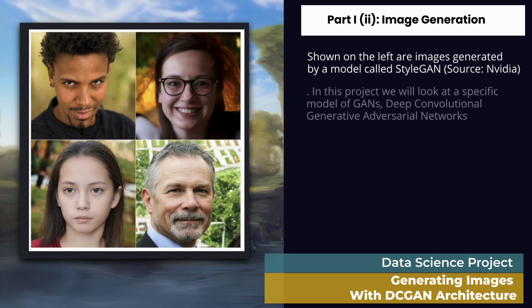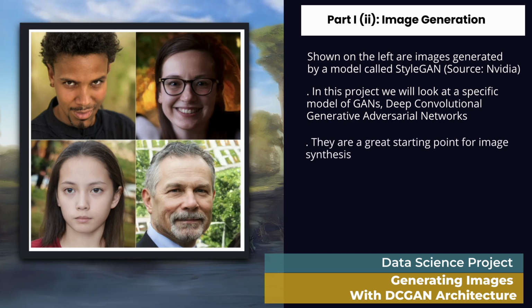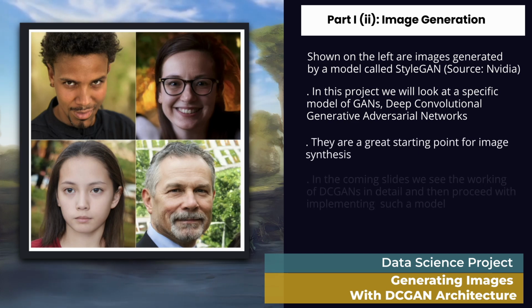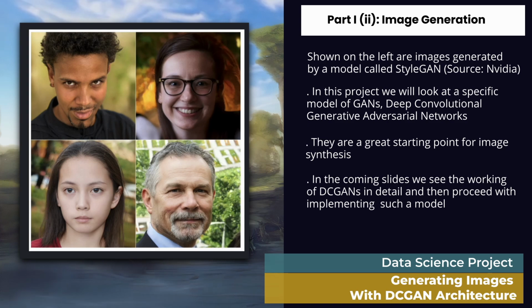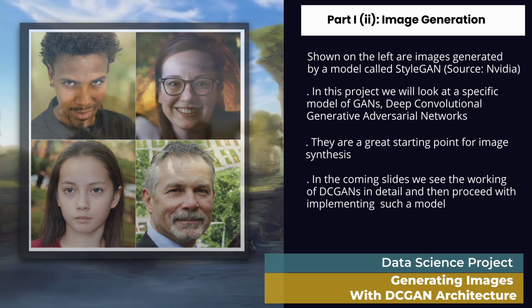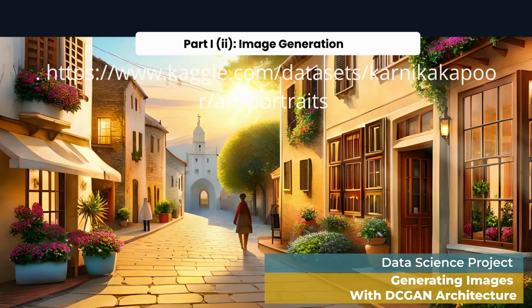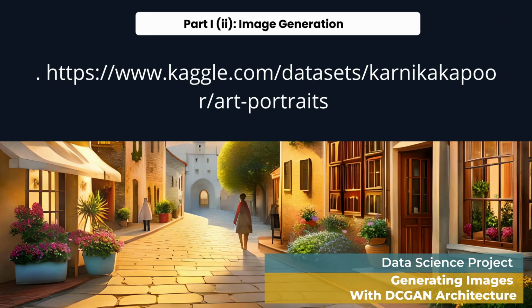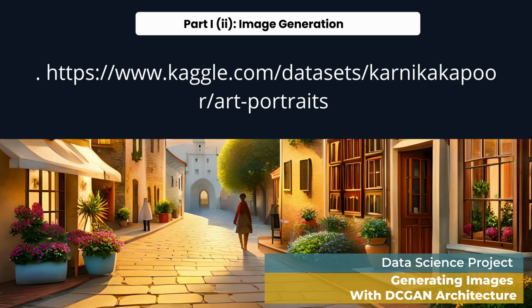In this project, we'll look at a specific model of GANs known as the Deep Convolutional Generative Adversarial Networks, or DCGAN. They are a great starting point for image synthesis. In the coming slides, we see the working of DCGANs in detail and then proceed with implementing such a model. The dataset is a set of paintings which we will use to train our model and try to mimic images from.